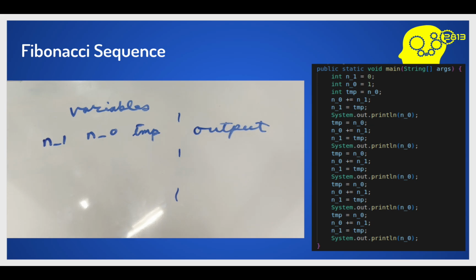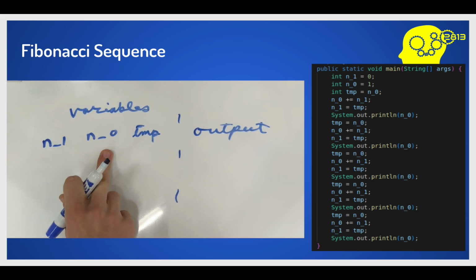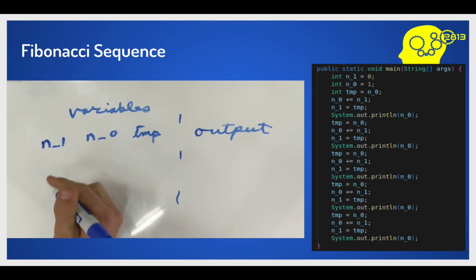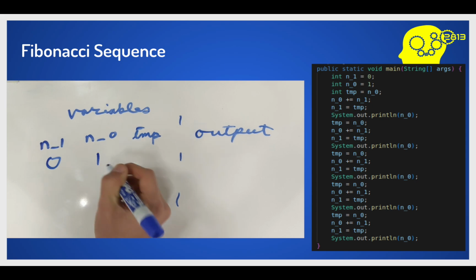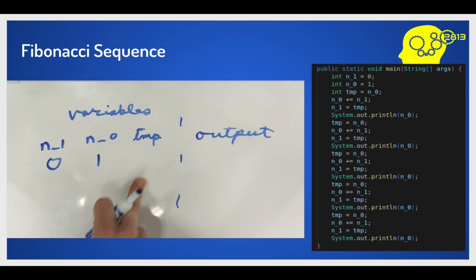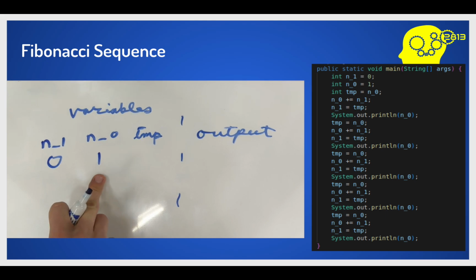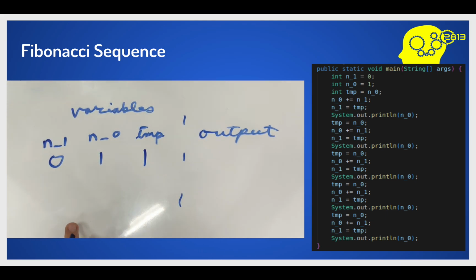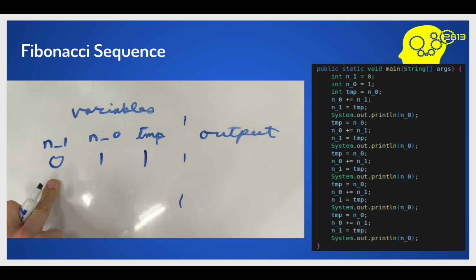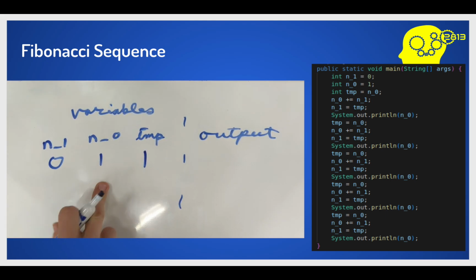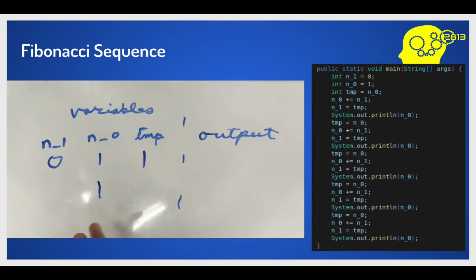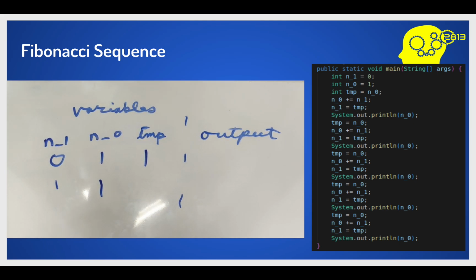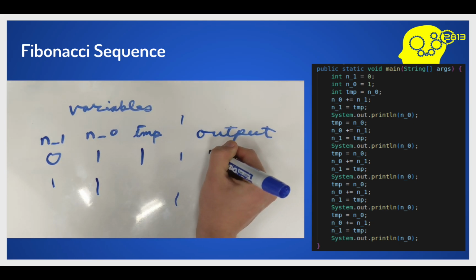Okay, so for the Fibonacci sequence, we have 3 variables: n1, n0, and tmp. First, we set n1 equal to 0, and then we set n0 equal to 1. The temporary value, tmp, we set equal to n0. n0 is currently 1, so now tmp contains 1. Then we take n1, which is currently 0, and add it to n0. 0 plus 1 is 1, and we store it into n0. Then we take the temporary value and put it into n1. Since that's 1, n1 becomes 1. And then we print out n0, which is currently 1, so the output is now 1.